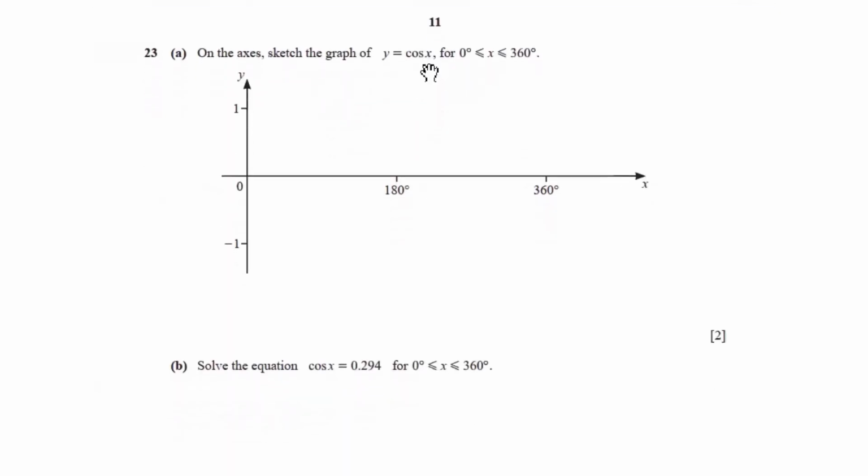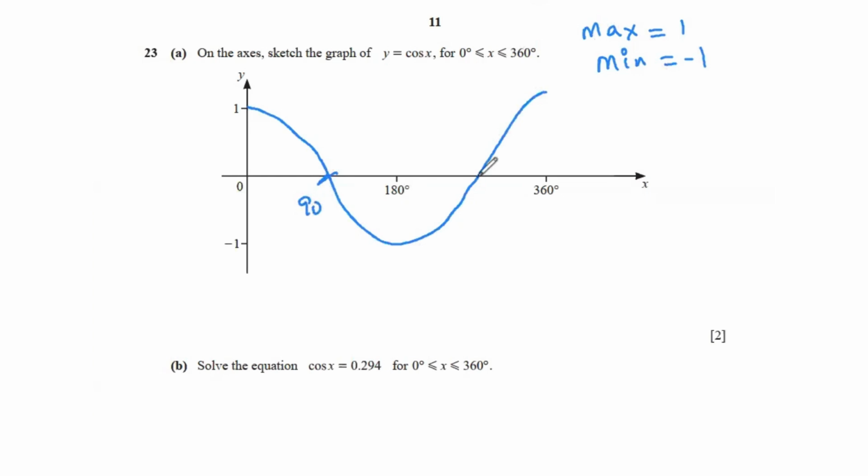Question 23 says on the axes, sketch the graph of y equals cos x for x between 0 and 360. So for a cos x function, you have a maximum value of 1 and a minimum value of -1. It intersects the axis at 90 and 270. So this is 90, this is 270. This is between 0 and 360. Minimum value is -1, maximum is +1. So this is your graph.